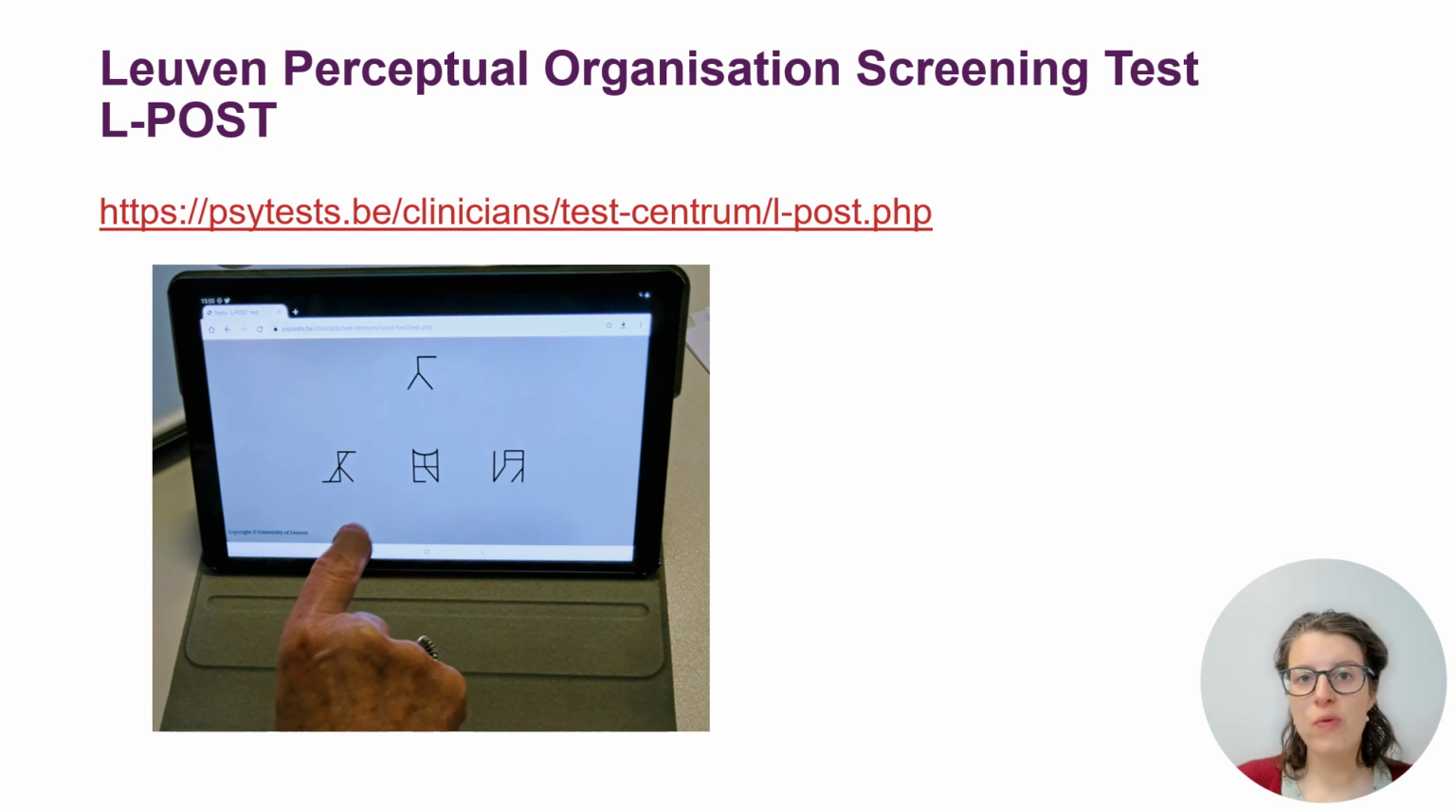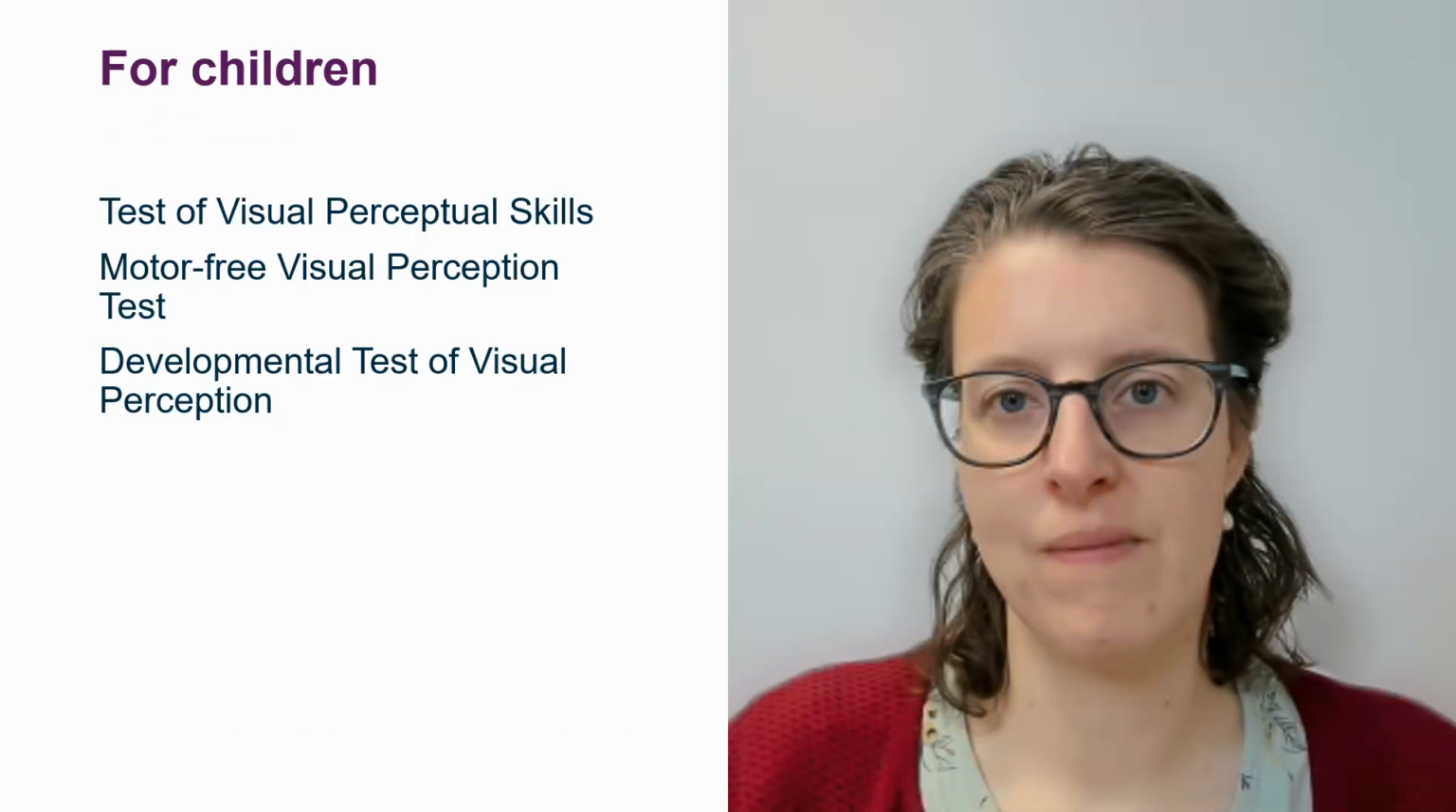So there is the Leuven Perceptual Organization Screening Test, or LPOST, that you can use to assess different levels of perceptual organization. So there are things like figure ground segregation, perceptual grouping, biological motion, all included in a test of about 20 minutes. The link is on the slide, but I'll also include it in the description below.